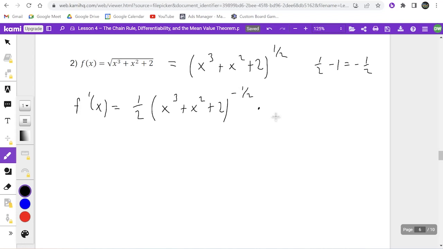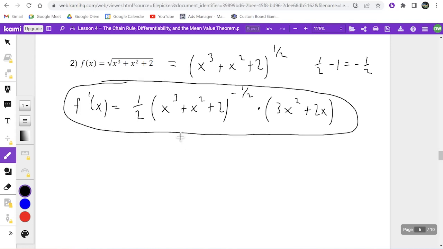And then you multiply by the derivative of the inside, which is going to be derivative of x cubed plus x squared plus 2 is 3x squared plus 2x. Close parenthesis, because derivative of plus 2 is just 0. So there's our answer. This is perfectly acceptable.